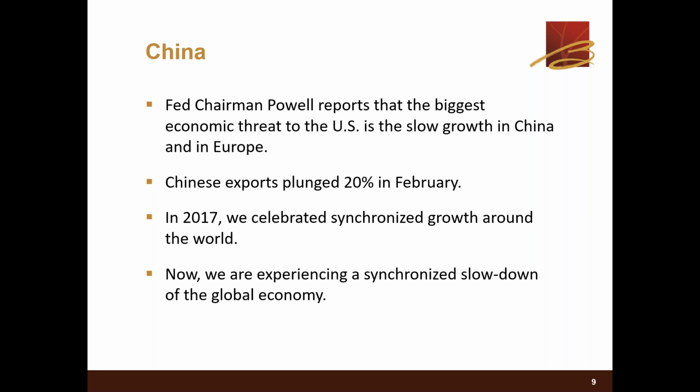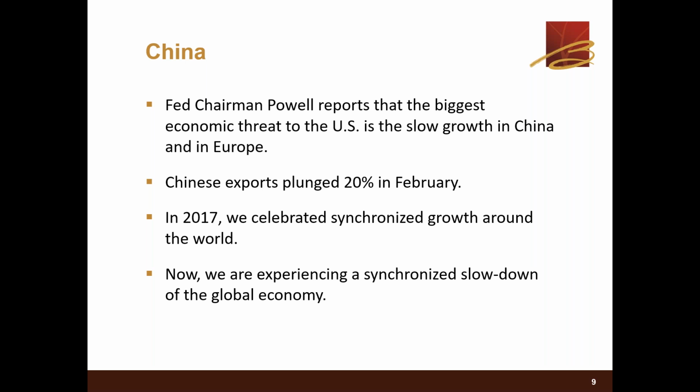Our Fed Chairman Powell has asserted that the biggest economic threat to U.S. growth is the slow growth in China and in Europe. So it gets back to this global slowdown. As part of that, marking that concern, Chinese exports plunged by 20% in the month of February.